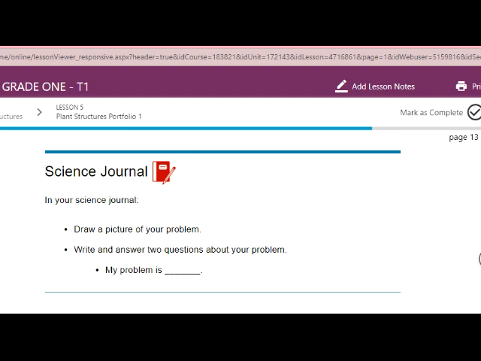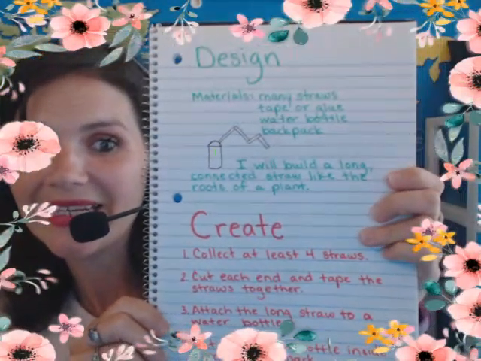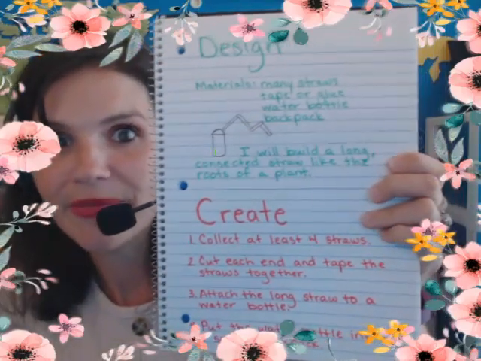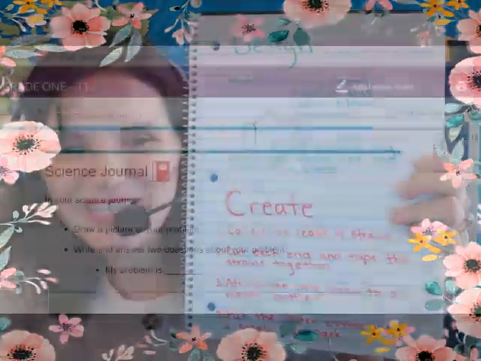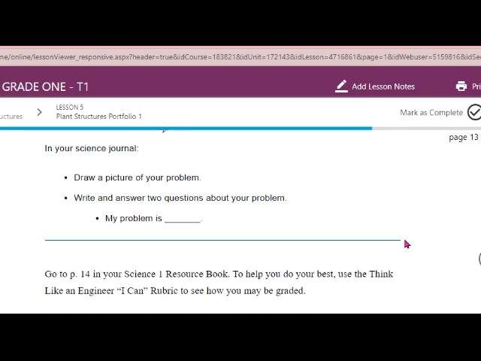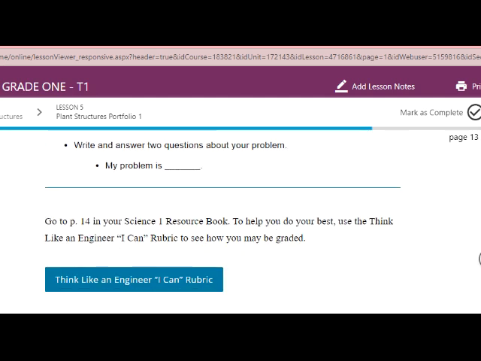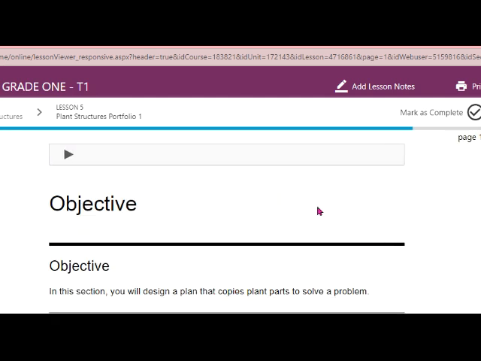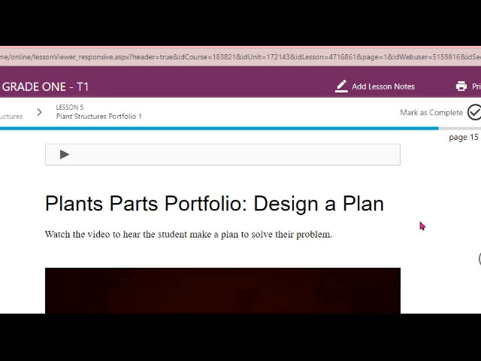I've done that in my next step. I've done that in my design step. I drew a little picture of something that I might like to make. Let's get back to that lesson and then I'll tell you more about that in a moment. So remember, you're going to page 14 in your Science 1 resource book. All right, we've got that same objective still. We're going to design a plan this time though that copies plant parts to solve our problem.